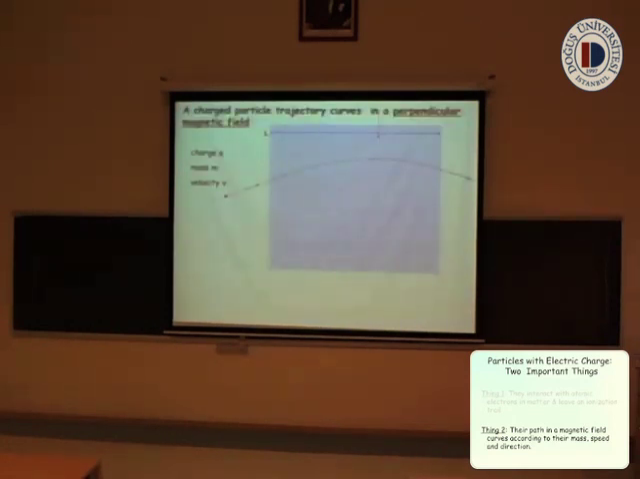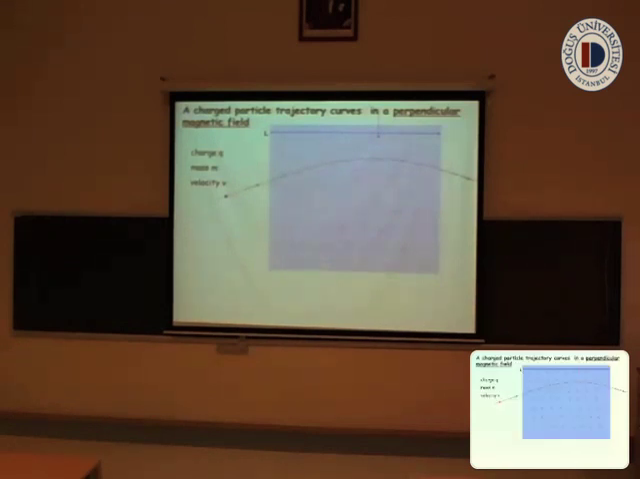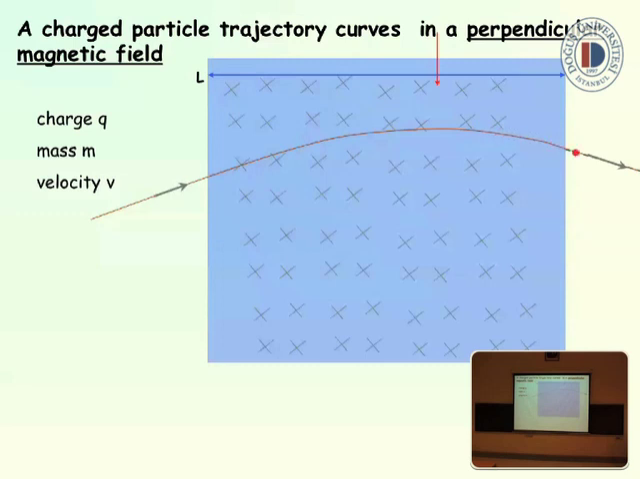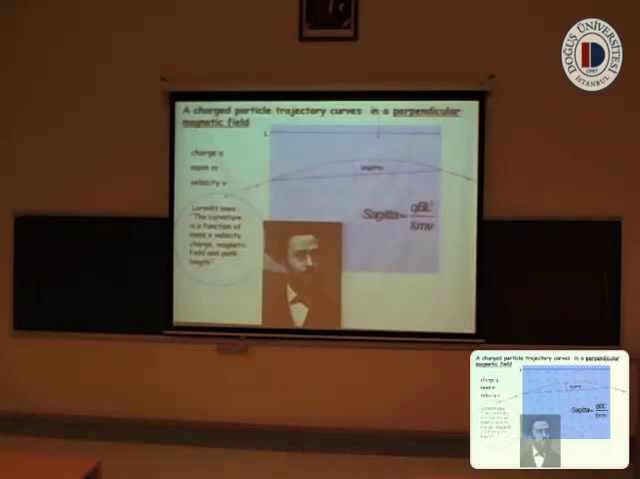And then let's see how the charged particle trajectory curves in a perpendicular magnetic field. So we have a particle, let me show you. This particle has a charge, mass, and velocity. Let's see what happens with the particle. It passes through the detector. And then what we actually measure is the sagitta, because we have a perpendicular magnetic field. And we can do it, right? Because we have a track, so we can measure this.